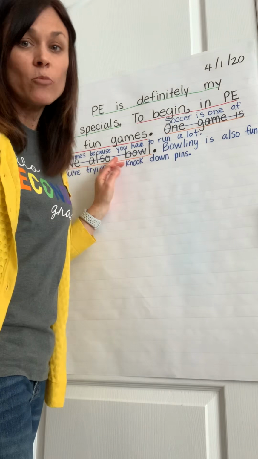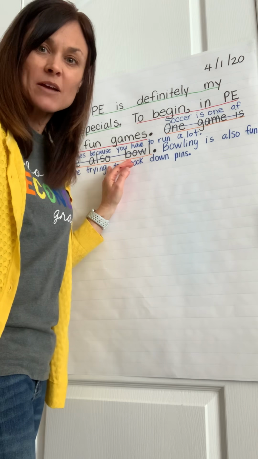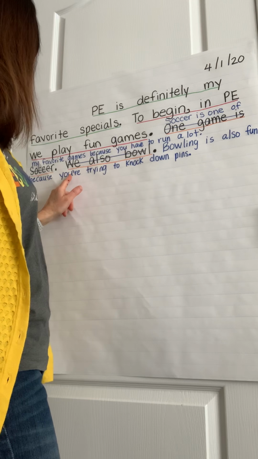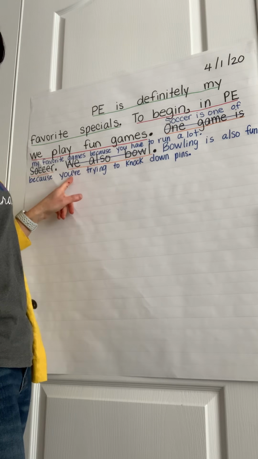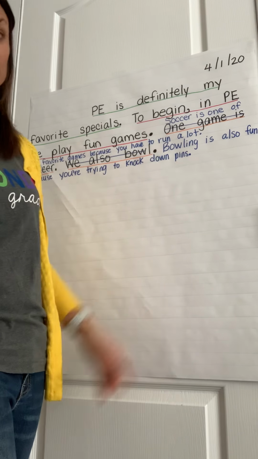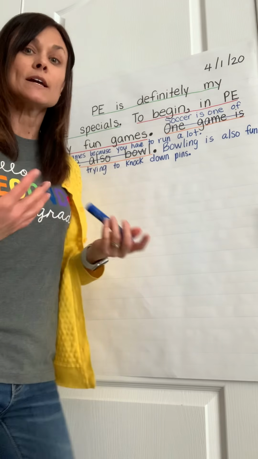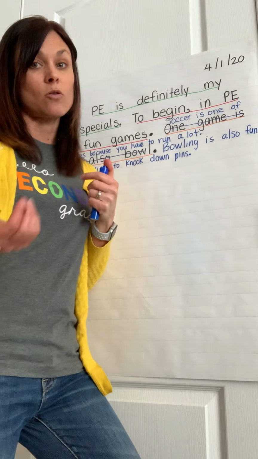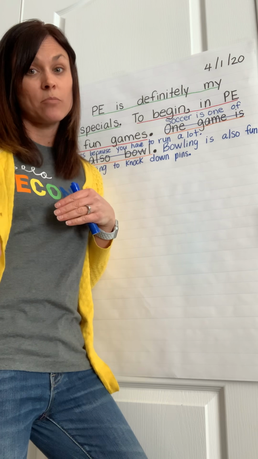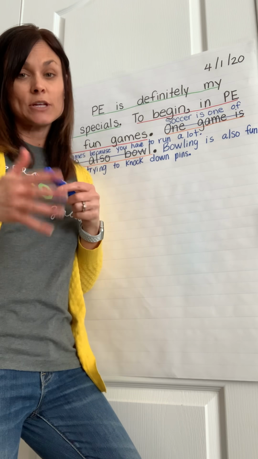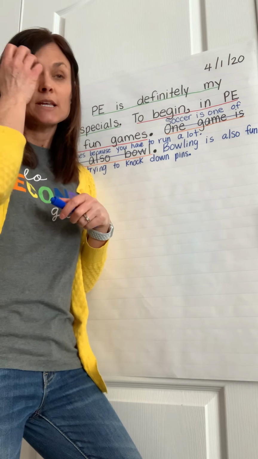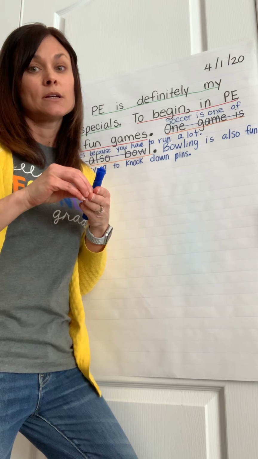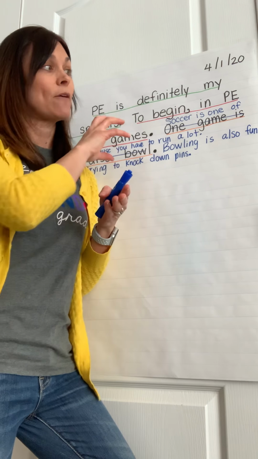That was just kind of boring. Oh, we bowl in PE. Well, what about bowling? What do you like about bowling? What's fun about bowling? So I put bowling is also fun because, and now this is a contraction, you're trying to knock down pins. So I gave more examples about the game bowling. I gave more examples about the game soccer, or why I like soccer, or what's fun about bowling. So that's what I'm looking for you to do when you're doing your revisions. Giving me a little bit more that tells me about that detail you're trying to describe, about that big idea.